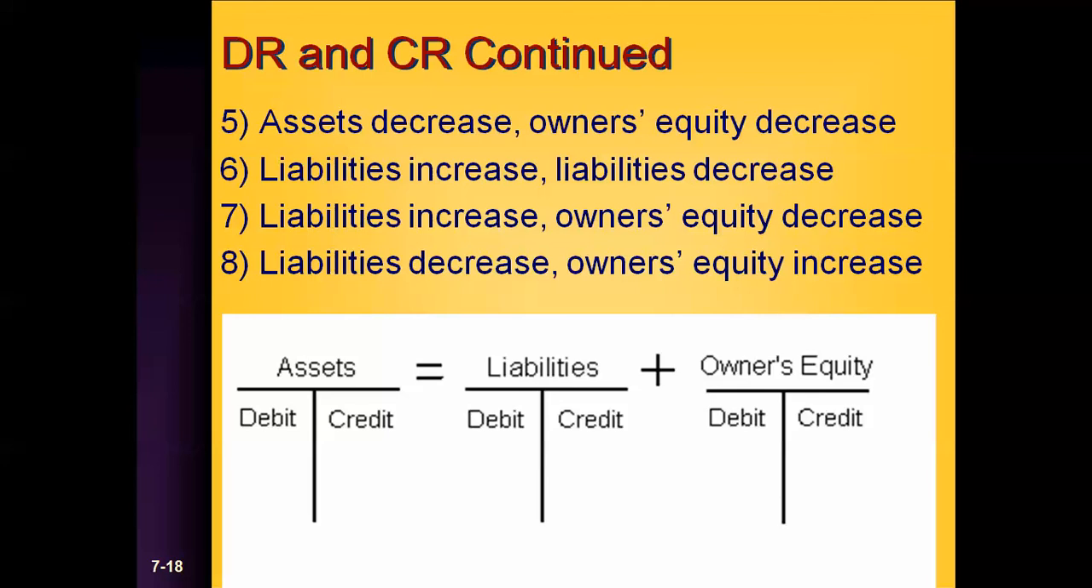And last but not least, liabilities decrease and owner's equity increases. Let's say an obligation to a customer is met. You have an obligation to provide services to a customer, and in this particular case, you would debit unearned revenue, and you would credit fees earned.